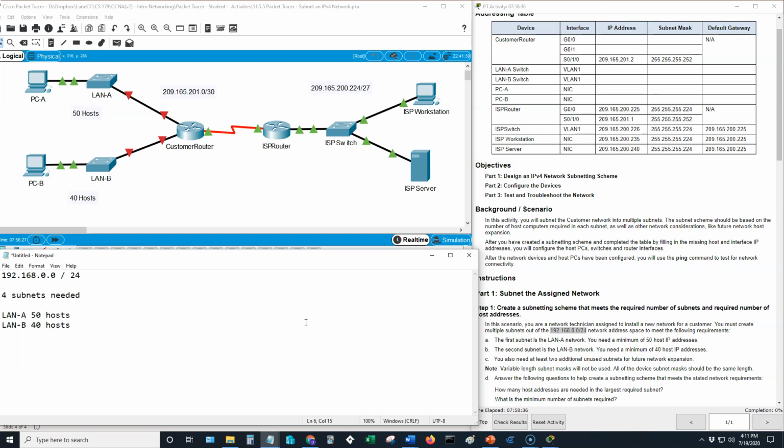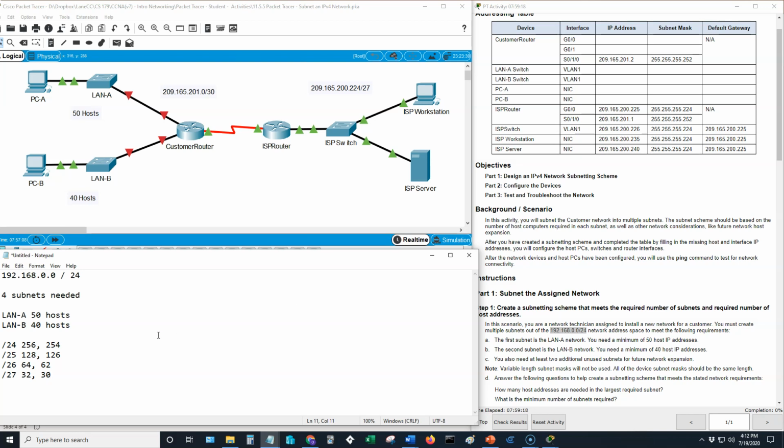What I like to do is start off and say a /24 network has 256 potential, or 254 hosts. A /25 has 128 or 126 hosts. A /26 has 64 or 62 hosts. /27, 32 or 30 hosts.